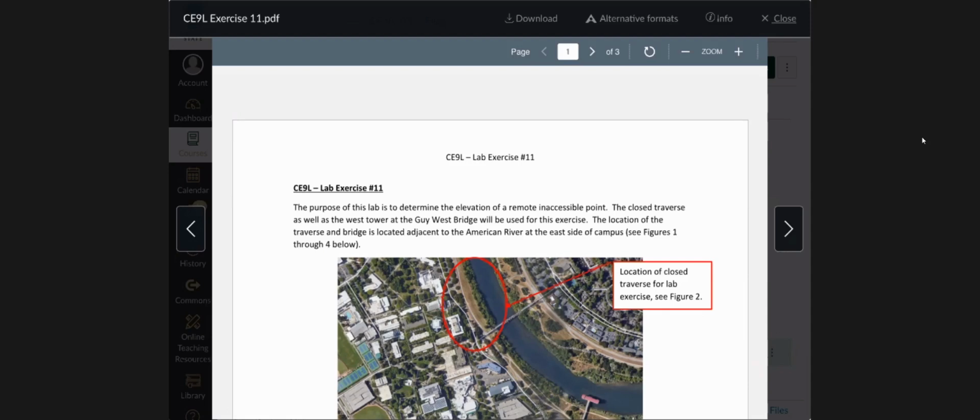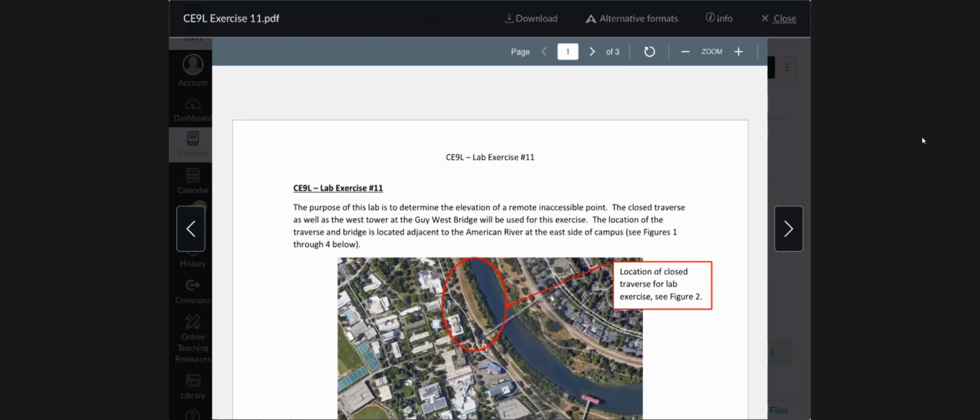So the goal today is for you, with some known data that you've already measured and some additional angles that are being measured in this lab, to be able to, with a couple of calculations, calculate the elevation of the top of the west tower of the Guy West Bridge.